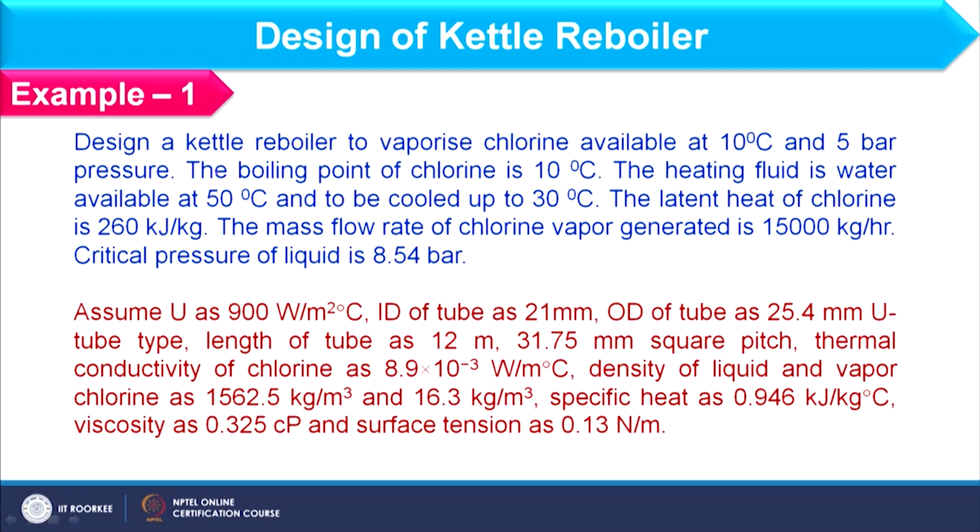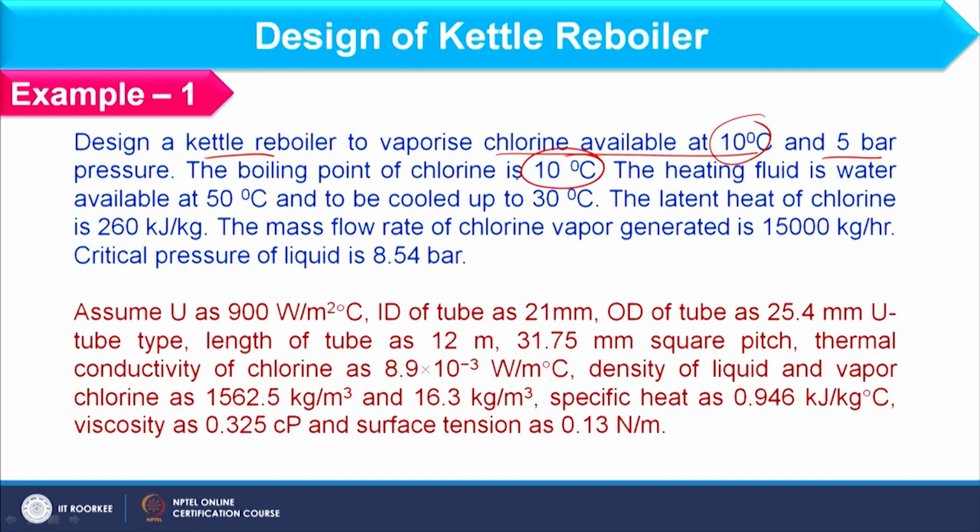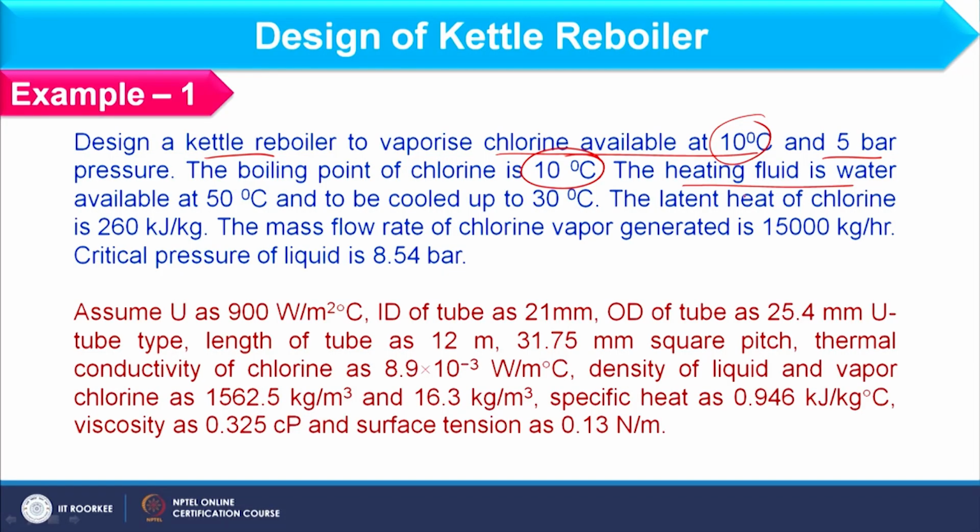So, you see in this example we have to design a kettle reboiler to vaporize chlorine which is available at 10 degree Celsius, okay, and which is available at 5 bar pressure, okay. Boiling point of the chlorine is 10 degree Celsius. So, you see here boiling point of the chlorine as well as chlorine availability both are at same temperature, and that is boiling point. What is the meaning of this? That when the chlorine is entering into the kettle reboiler, no sensible heating is required, only the vaporization will take place, okay.